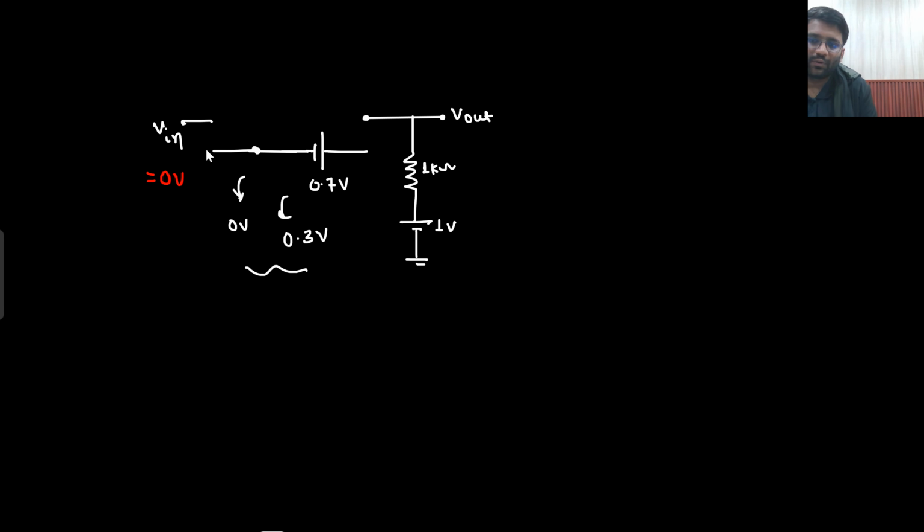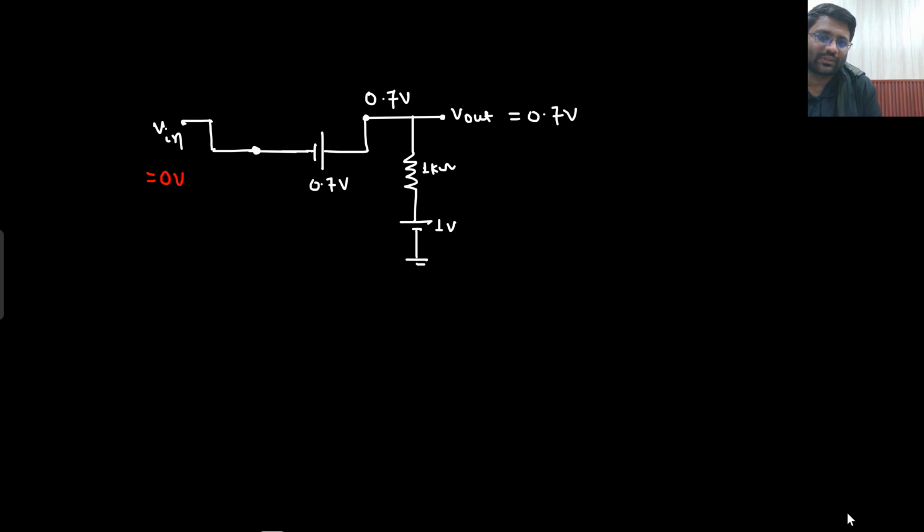So this is how my circuit would look like, Vin equals 0. Now this is 0, so this potential will also be 0. Let's remove all this path. This potential is 0, this potential will also be 0. So what will this potential be? This potential will be 0.7 volt. That means your V out is coming out to be 0.7 volt.